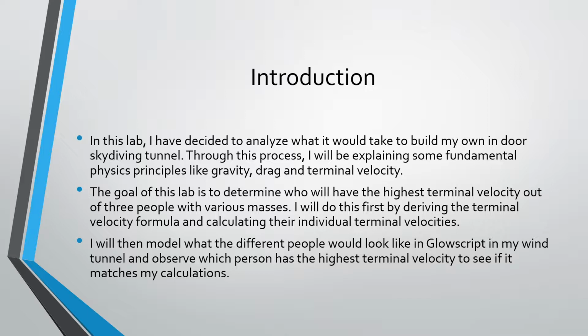The goal of this lab is to determine who will have the highest terminal velocity out of 3 people with various masses, therefore determining the relationship between mass and terminal velocity. This is important because gravity affects everybody on this planet, and we should understand how this affects our motion.